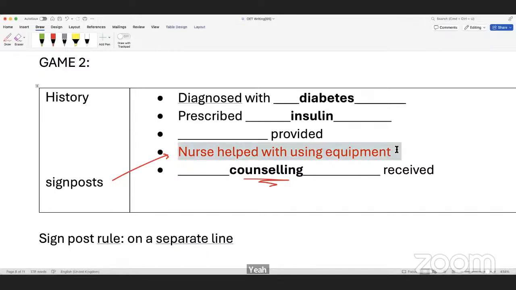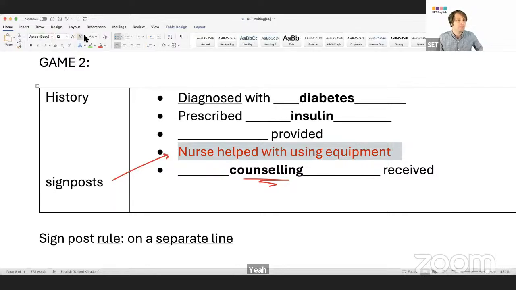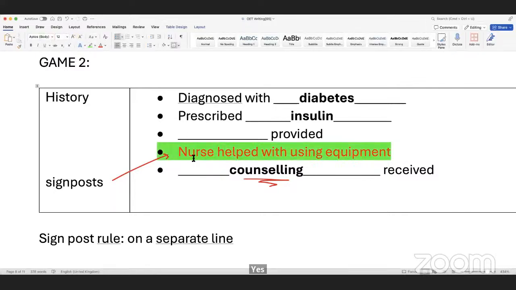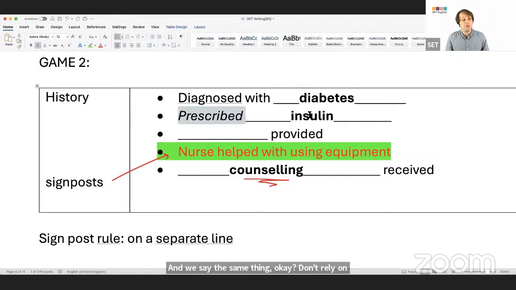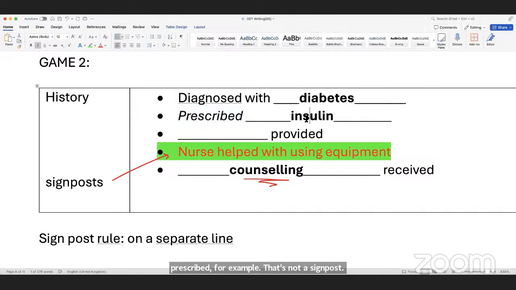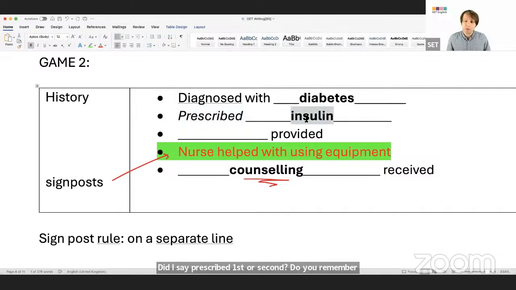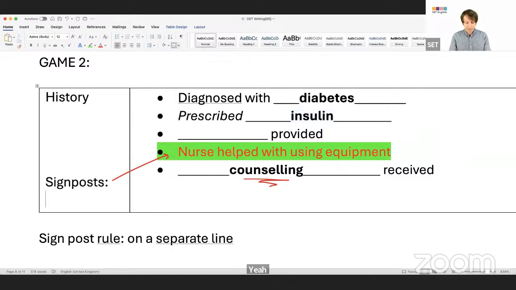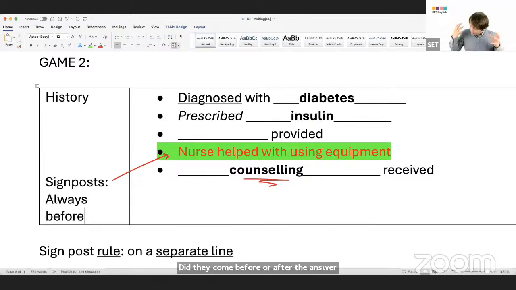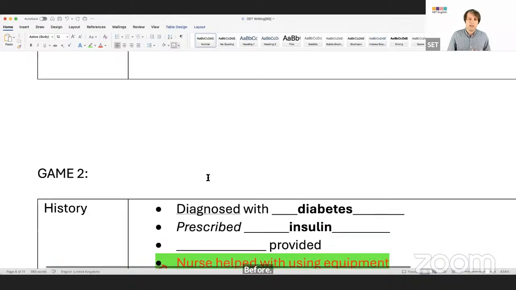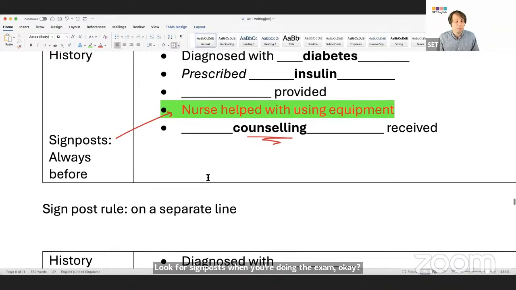Sounds like you know what I'm talking about. Does that make sense, everyone? Is that clear? Yes. Maybe we say the same thing, okay? Don't rely on prescribed, for example. That's not a signpost. Did I say prescribed first or second? Yeah, second. The insulin was prescribed. So signposts, do they come before or after the answer? Before. Right? That's why they're useful. So remember, it's a very, very simple point. Look for signposts when you're doing the exam, okay? Look for categories, look for signposts.